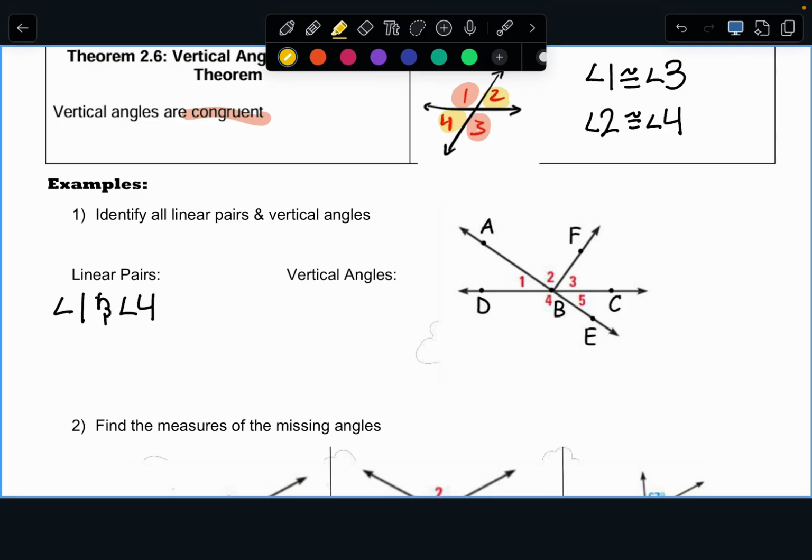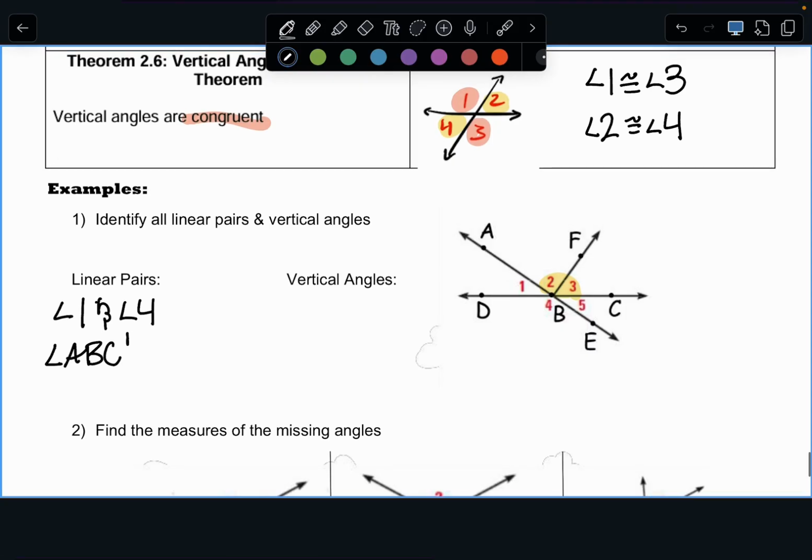What about if I look at angle ABC? This whole angle, that yellow piece. There's two angles that it makes a linear pair with. If I go this way, what numbered angle does that yellow angle make a linear pair with? This whole yellow piece. Oh, angle 1, this one. They make a straight line, and they're adjacent, sharing this side. So we could also say that angle ABC, the yellow angle, and angle 1 are a linear pair.